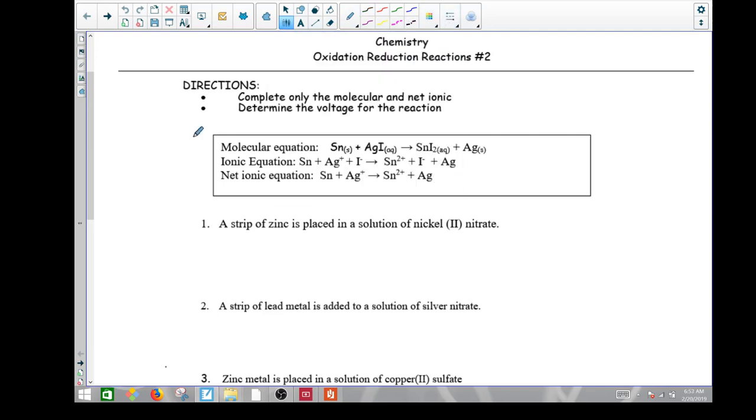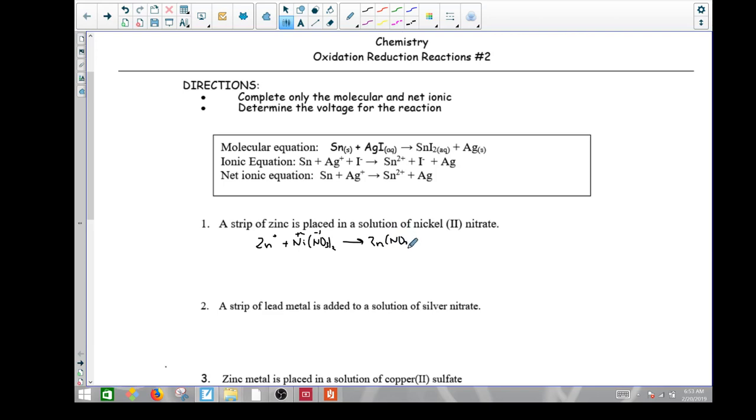Alright, so this is all redox reactions. Zinc is placed in a solution of nickel(II) nitrate. So zinc metal, no charge, plus nickel, in parentheses nitrate 2. That's a +2 charge and a -1. Because this is a metal, it will exchange with a metal, and it will produce zinc nitrate.